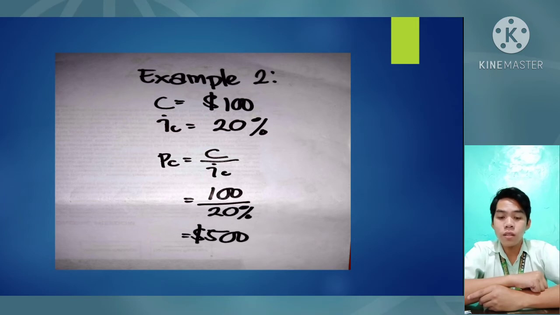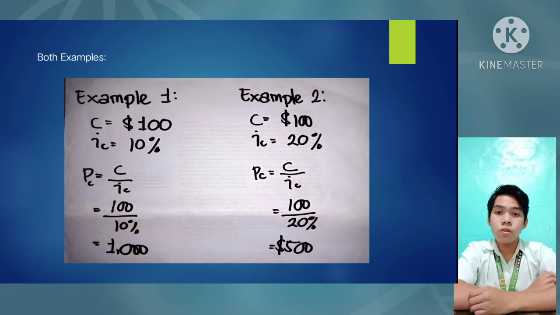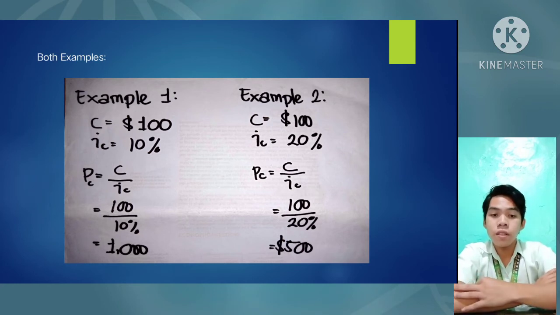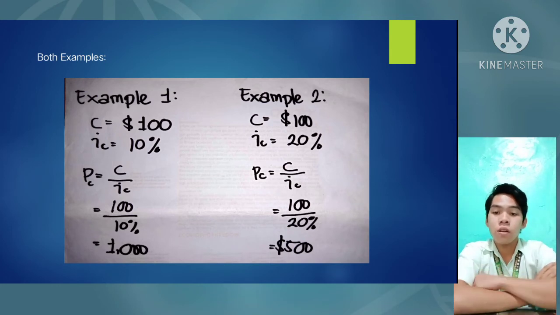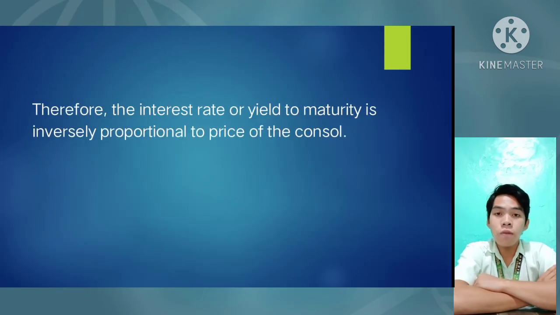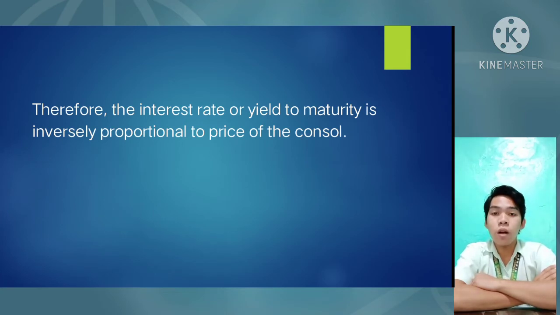So using the same formula, $100 divided by 20%, that would be 500. The price of the console is $500. So now we can observe in the two examples that example number 1, having a 10% interest rate, gives a higher price of the console, which is $1,000, than example 2, having a greater interest rate, which is 20%, which gives a price of only $500. So therefore we can conclude that the yield to maturity is inversely proportional to the price of the console.